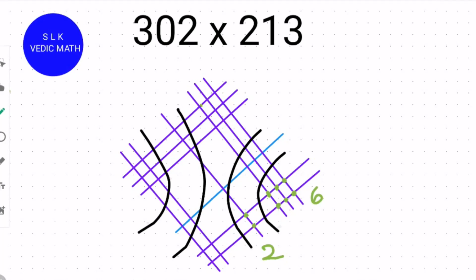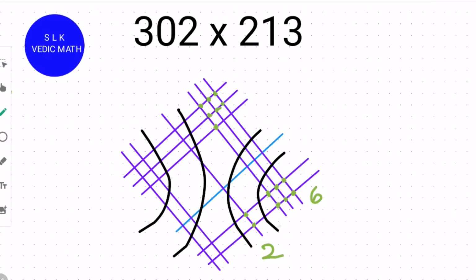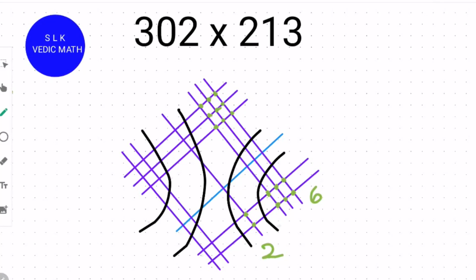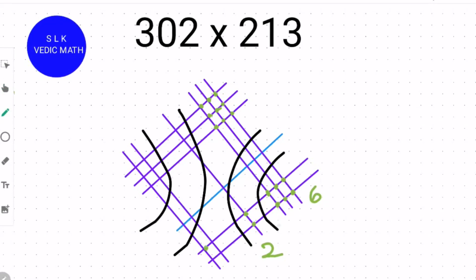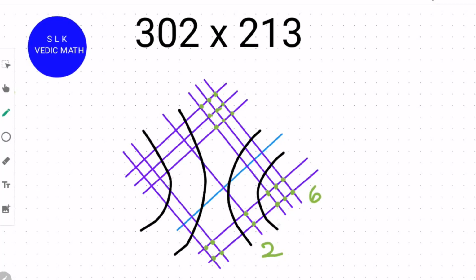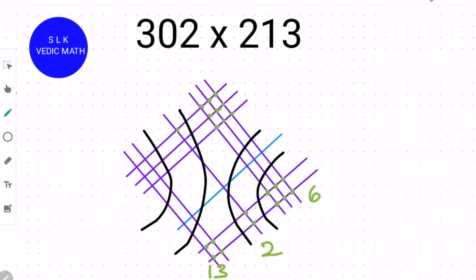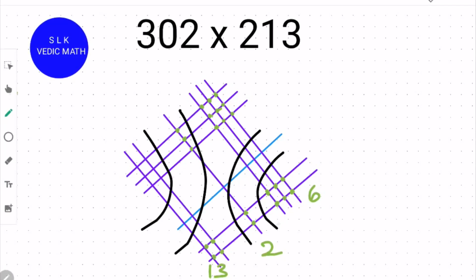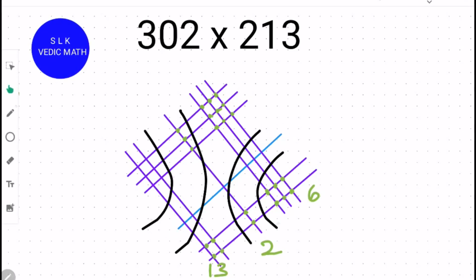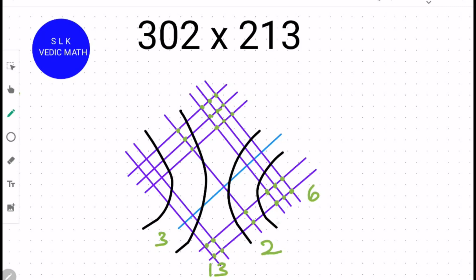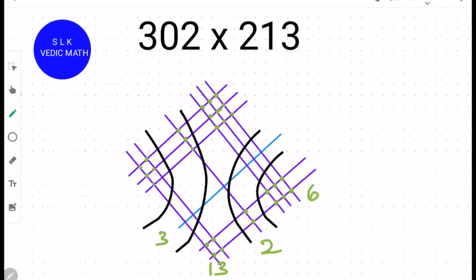So next for the middle one, 1, 2, 3, 4, 5, 6, 7, 8, 9. We skip this, and next 10, 11, 12 and 13. Now 1, 2, 3. Now we skip these because the blue line comes, because it's considered as 0. So 3. Next 1, 2, 3, 4, 5, 6.